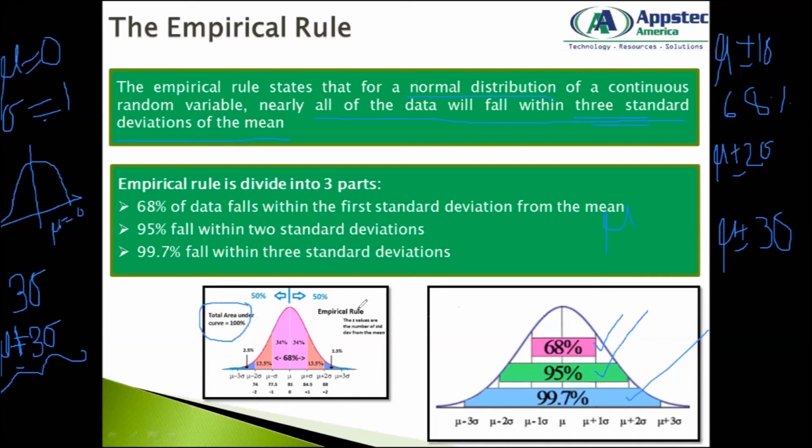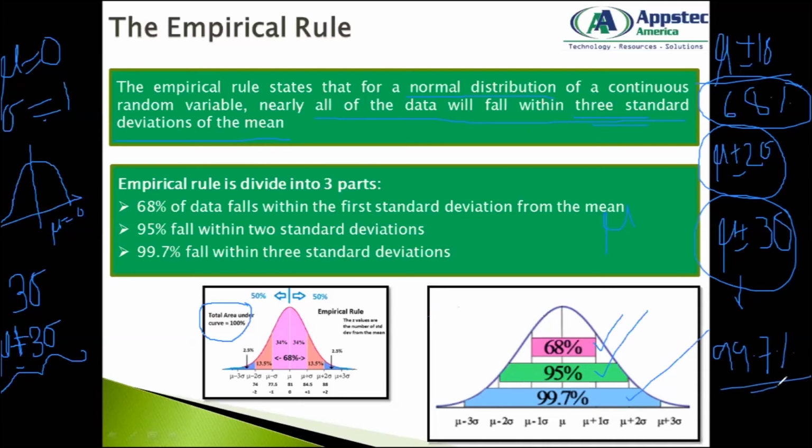And your empirical formula allows you to say that for normally distributed data of a continuous random variable, nearly all the data will fall within the third standard deviation of the mean. That means mu plus minus 1 sigma is 68% coverage of the data, mu plus minus 2 sigma is 95%, and mu plus minus 3 sigma is 99.7%, where the majority of my data gets covered with a maximum of 3 standard deviations. So that's the empirical formula, and that's how we plot it.